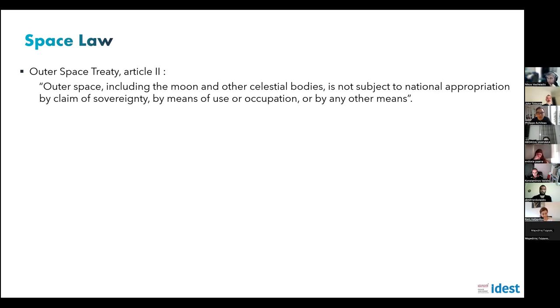That is to say that it is strictly prohibited to have appropriation over the Moon or part of the Moon, or over another celestial body, or part of another celestial body. And all forms of appropriation are prohibited, not only the appropriation by means of sovereignty, but also the appropriation by exploitation or occupation. And it concerns appropriation by states, but also appropriation by private companies.